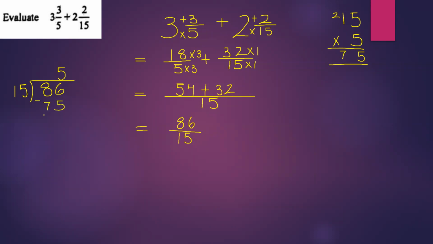And what is 86 minus 75? 6 minus 5 is 1. 8 minus 7 is 1. So 11. It's going to be equal to 5 and 11 over 15. Can it go simpler? No, definitely not.